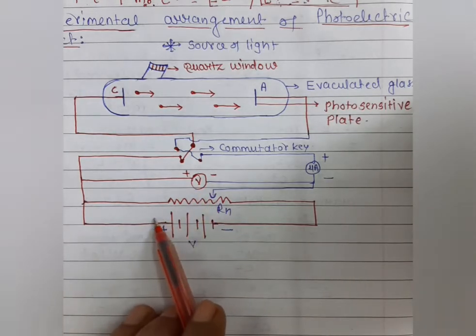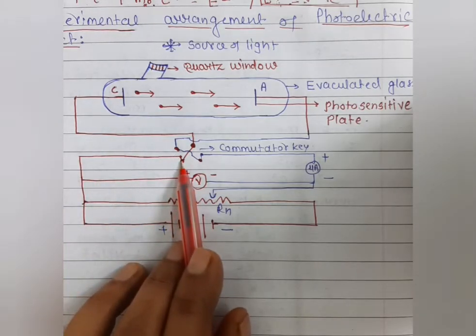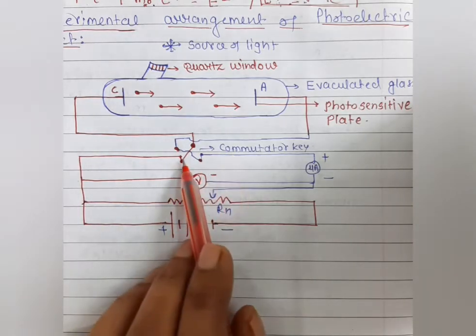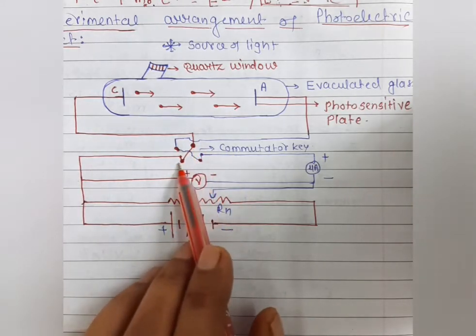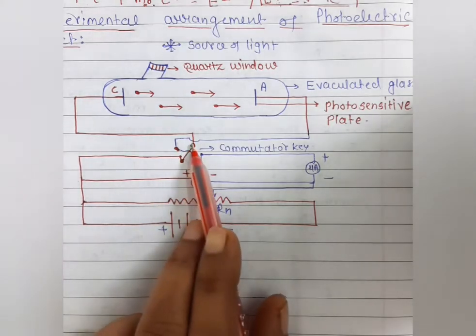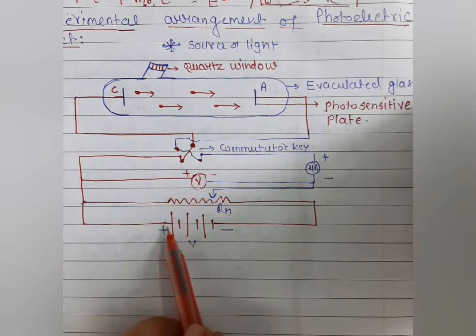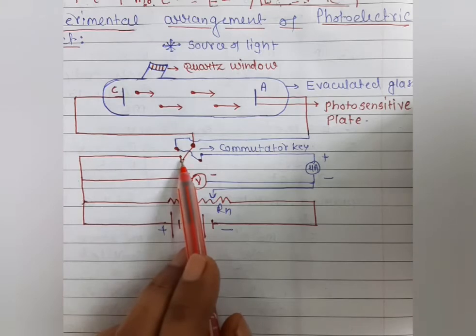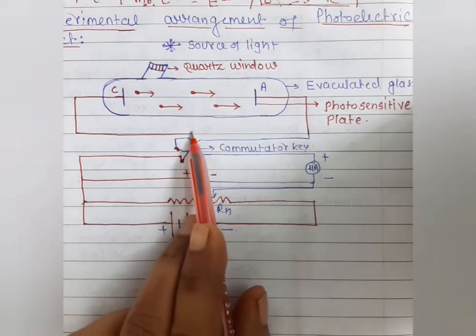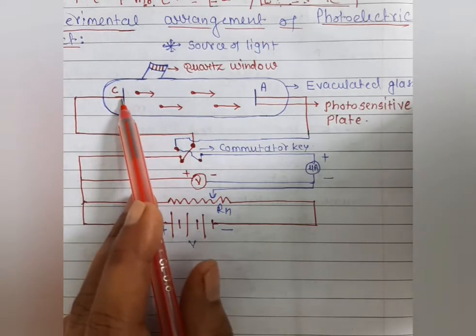Here the positive terminal of the main battery supply is connected to this side of the key, you can see. In the commutator key, the front two keys behave the same way: if one is connected to positive, the front key is also connected as positive because they are mutually connected. So when we connect this battery's positive terminal, this terminal here acts as positive, and this is known as the cathode.